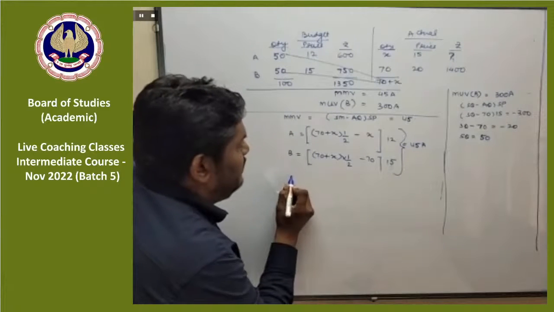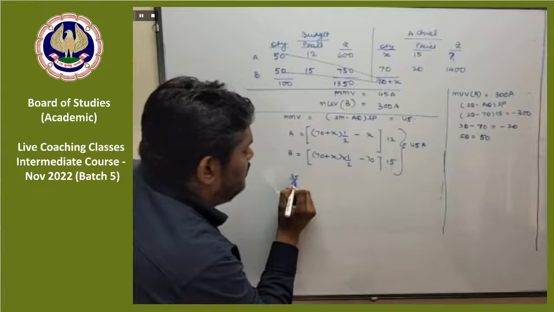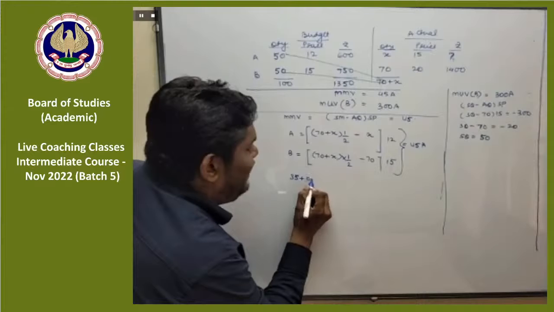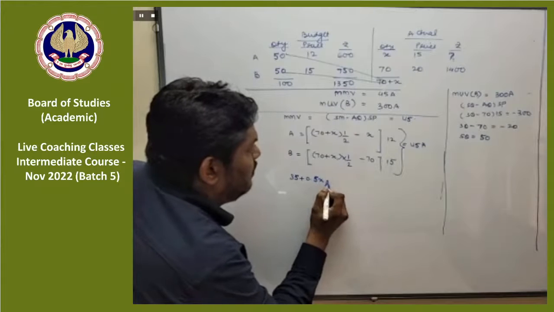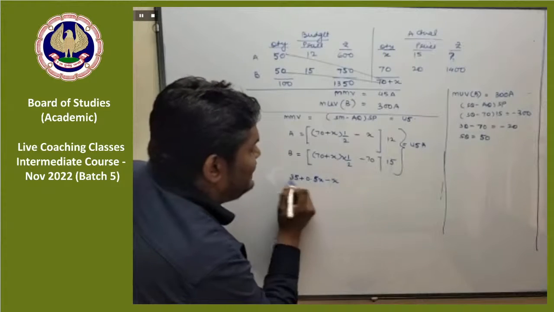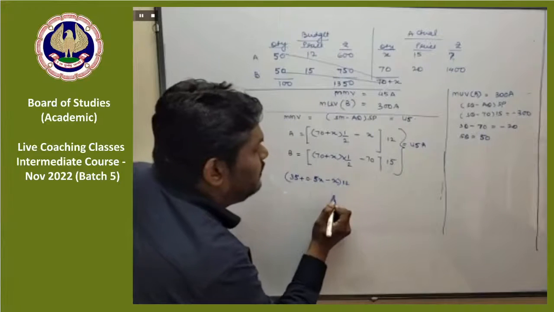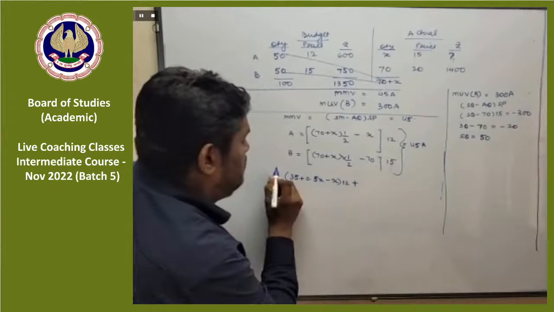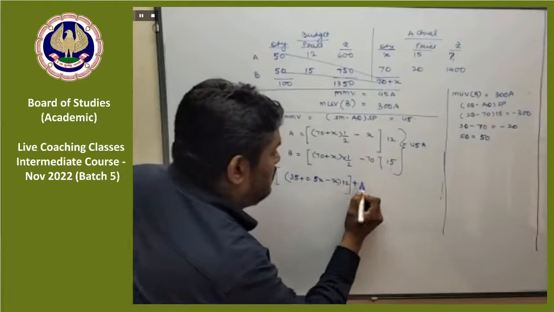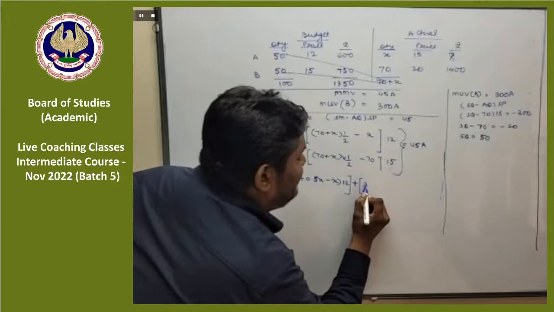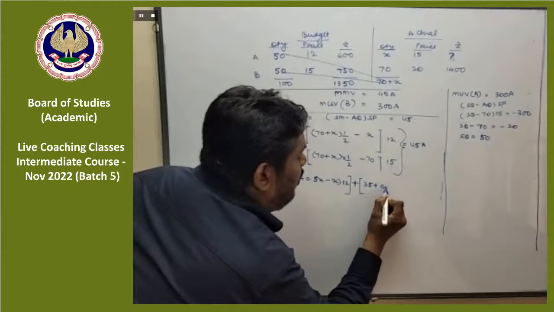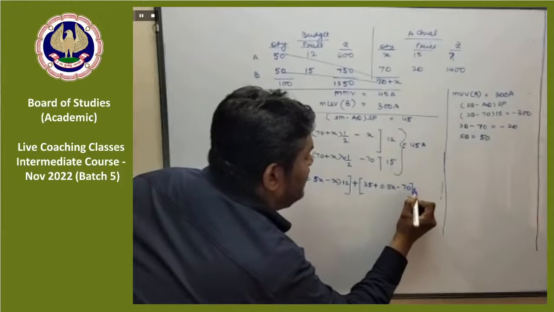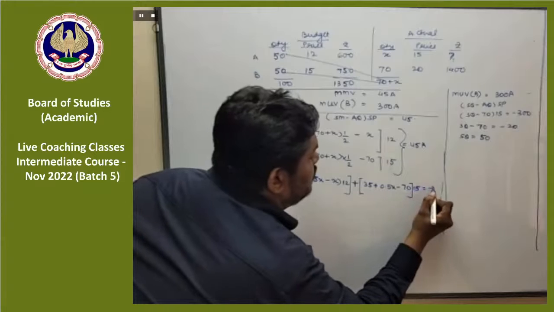So this will be 35 plus 0.5x minus x into 12 plus 35 plus 0.5x minus 70 into 15 should be equal to minus 45.